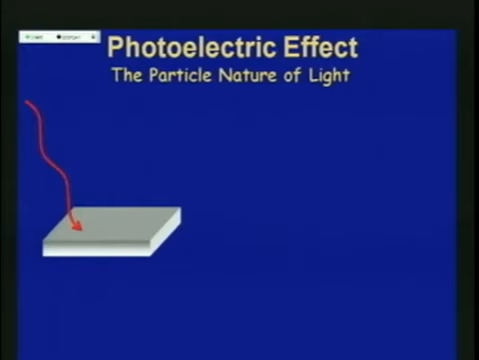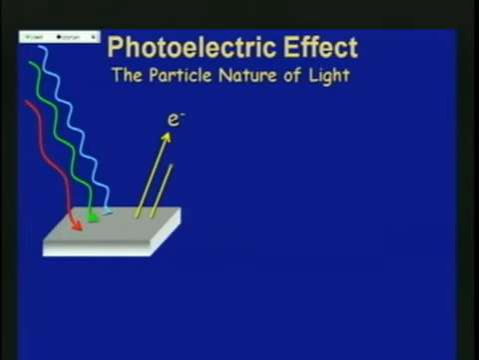So what happens is, say we shine red light onto this metal. Nothing happens. Exciting. But let's say we move up to green light. If I shine green light on this surface, all of a sudden, I get electrons coming off. And if I shine blue light on the surface, I get electrons coming off, and they have more energy.